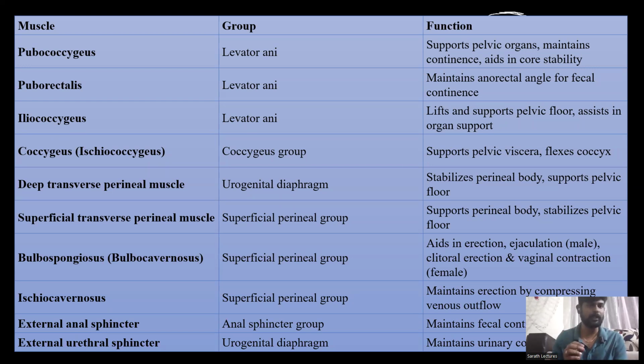Core stability in the sense of what? Maintaining the intra-abdominal pressure. That's it. Coccygeus, ischiococcygeus also work the same way together.